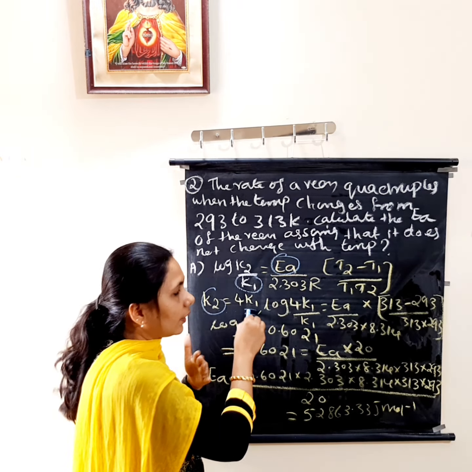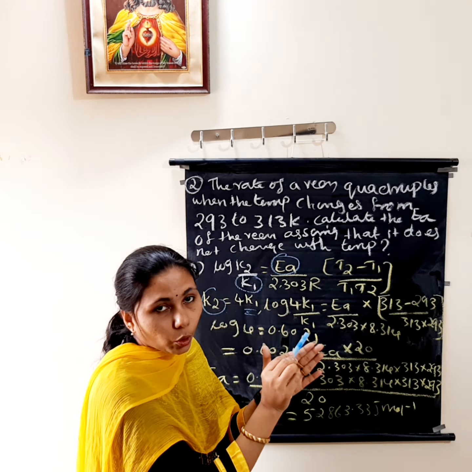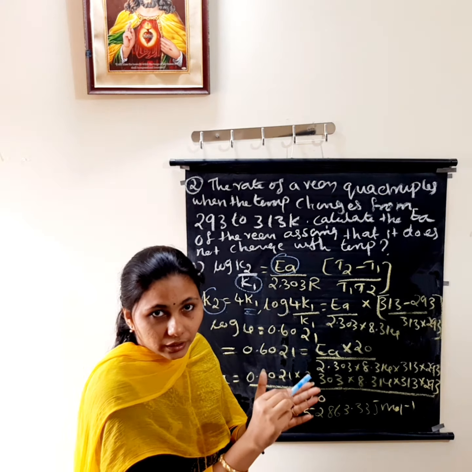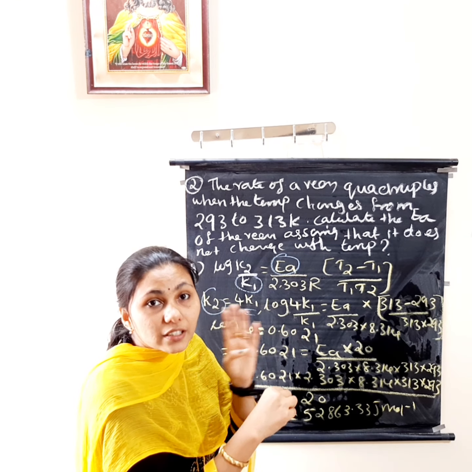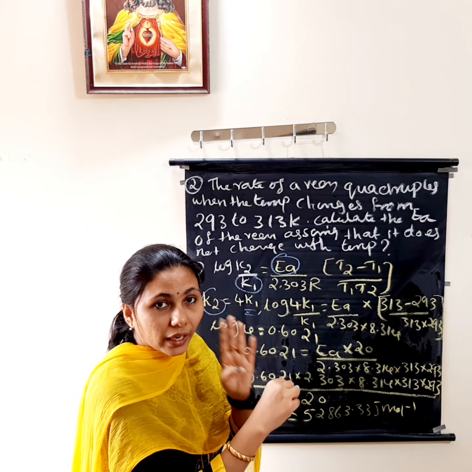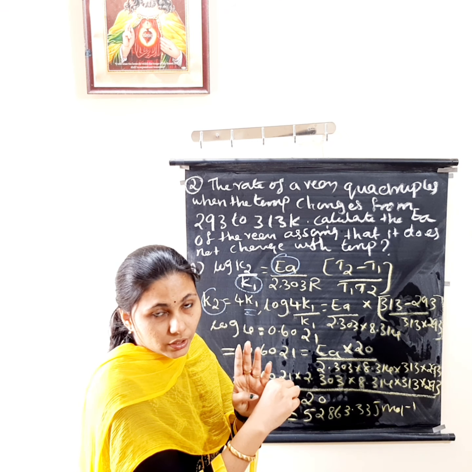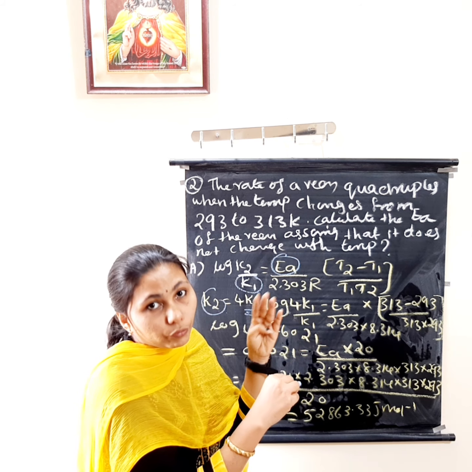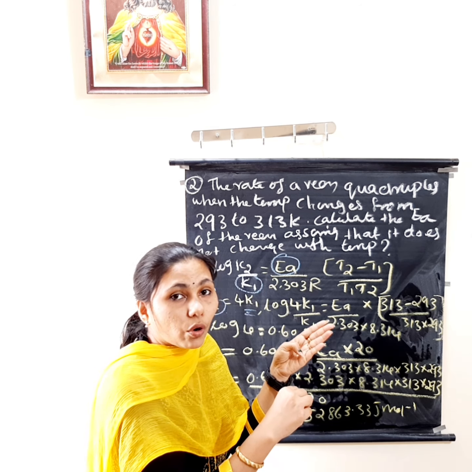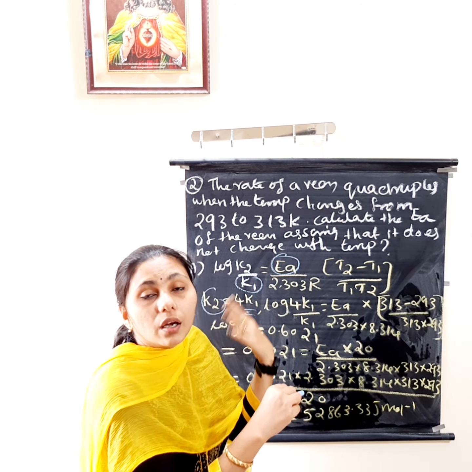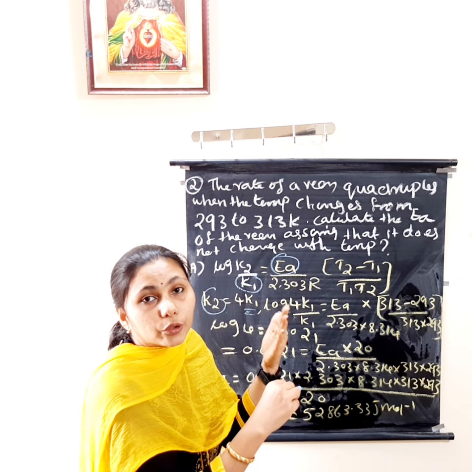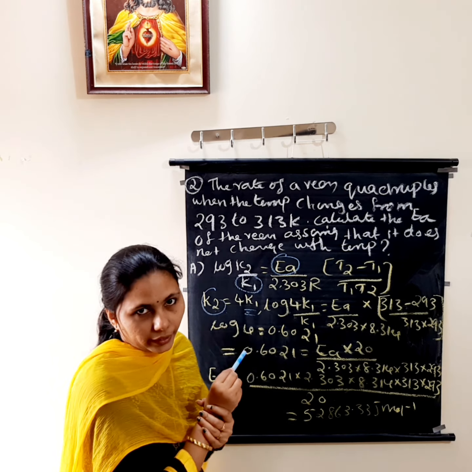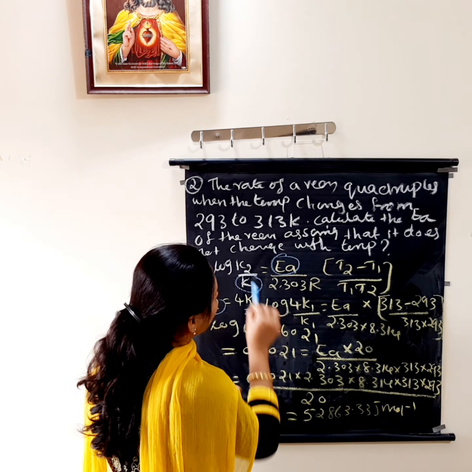Clear? Once again I will explain, because it is given in the problem. When the temperature is increased from 293 to 313 Kelvin, the rate of the reaction increased 4 times. So K1 we have to consider as the initial rate constant. After increasing the temperature, the rate constant was increased 4 times. That is, K2 equals 4 K1. Clear? So I will substitute these things here.